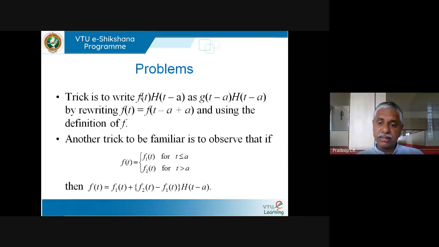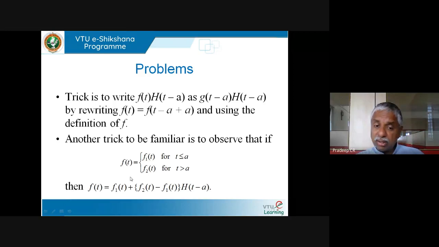So this is another trick to be familiar with, an important trick. What does this say? Here is a function. It has two parts. First part is how the function looks for t less than or equal to a. Second part is how the function looks after t becomes greater than a. Try to understand this. You must have come across these kind of functions in your calculus when you are doing continuity and limits and things like that. F of t has one expression when t is less than or equal to a, and it has another expression when t is greater than a. I didn't say they are continuous and things like that. It may be, may not be.